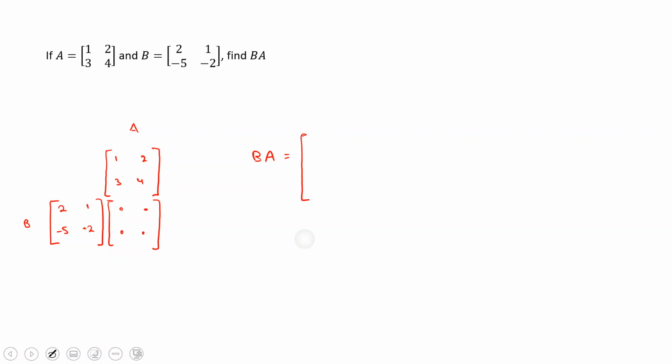So let's do first row, first column. I'm going to do 2 times 1 plus 1 times 3. Let's do second row, first column, so negative 5 times 1 plus negative 2 times 3. Let's do first row, second column, so 2 times 2 plus 1 times 4. And second row, second column, we'll do negative 5 times 2 plus negative 2 times 4. There we go, that's our procedure done, and now we just got to clean things up, write the final answer.